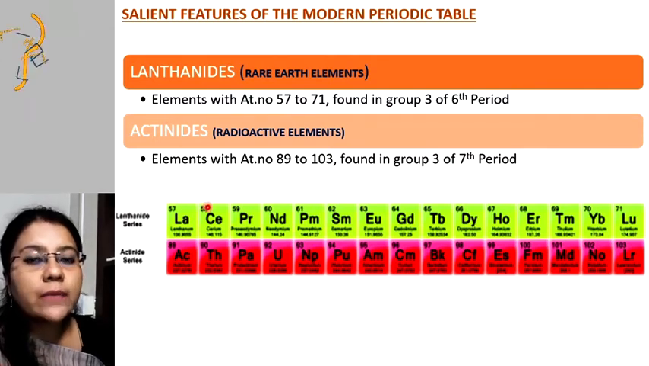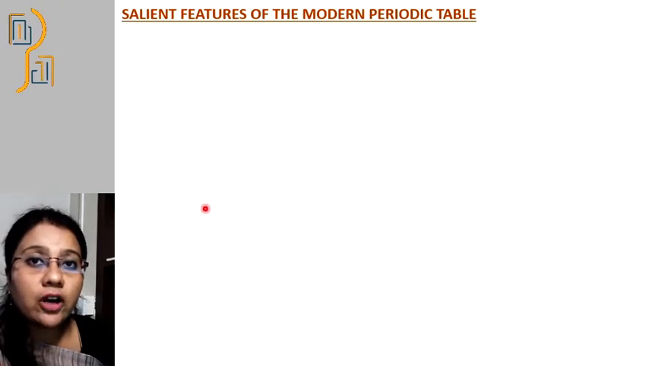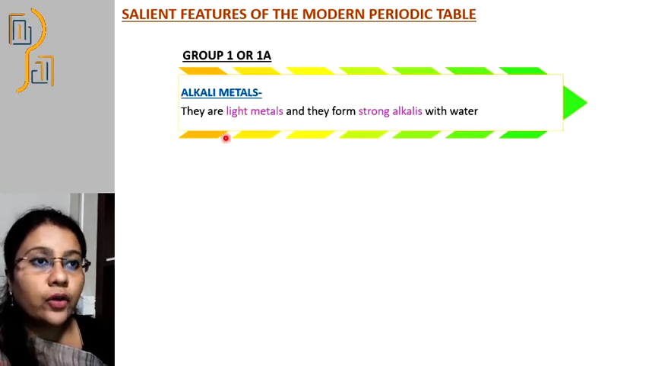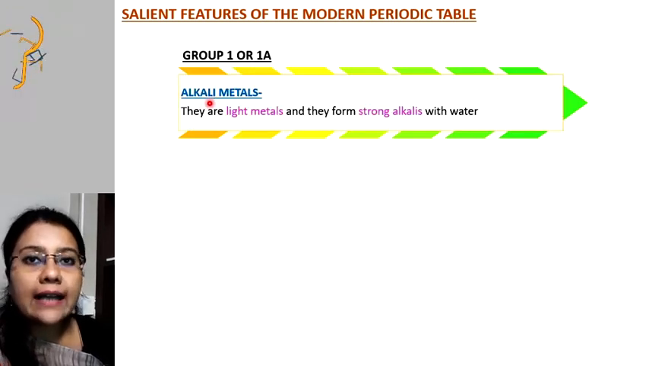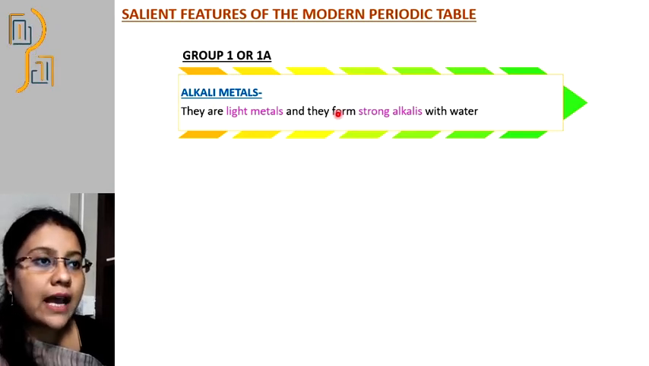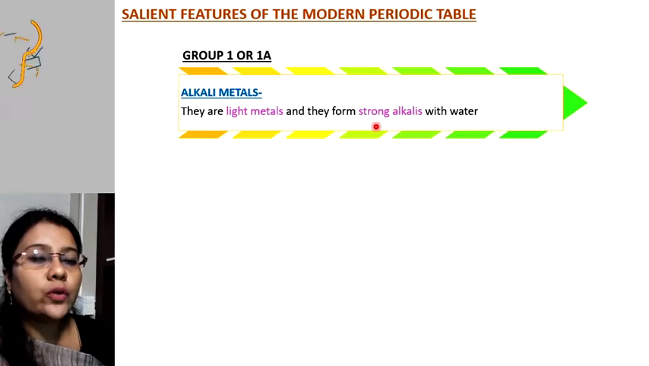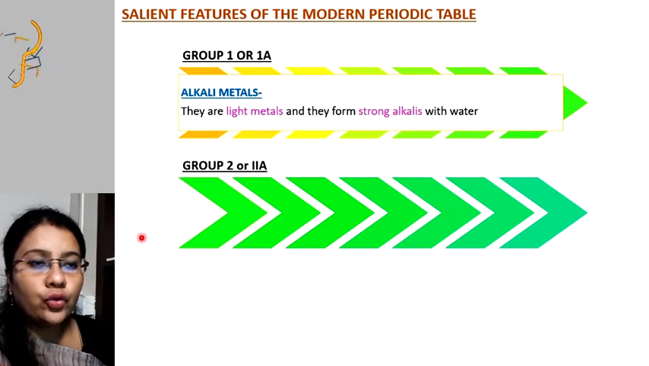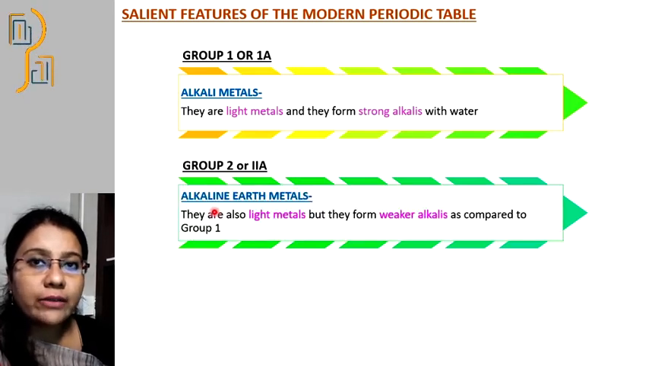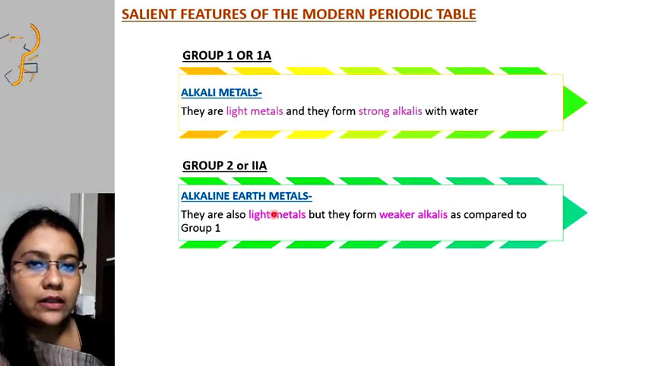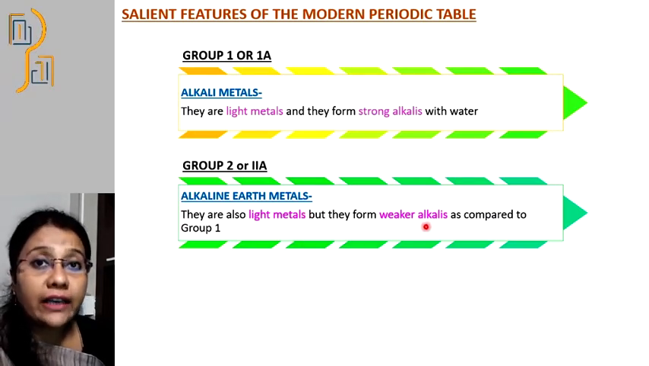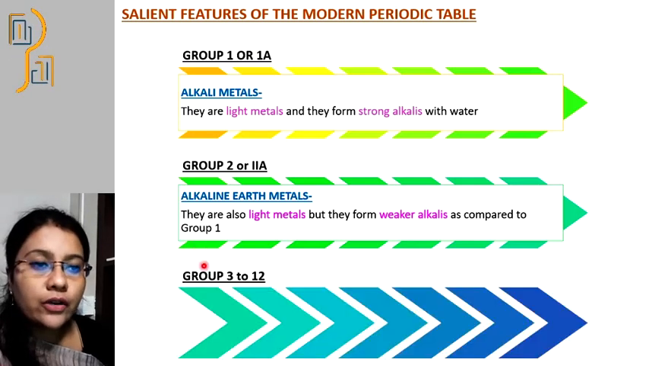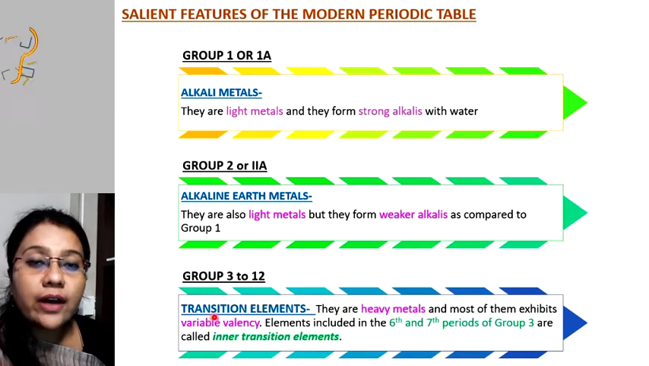After knowing the concept of periods, let us understand the concept of groups. The first is group 1 or 1A, which contains elements called alkali metals, which are light metals and they form strong alkalis with water, and so the name alkali metals. Next is group 2 or 2A, which contains elements called alkaline earth metals. These metals are also light, but they form weaker alkalis as compared to group 1. Then come groups 3 to 12, which are called transition elements.